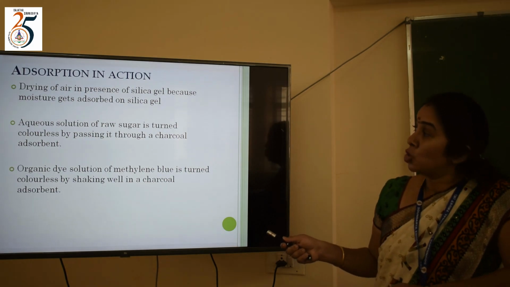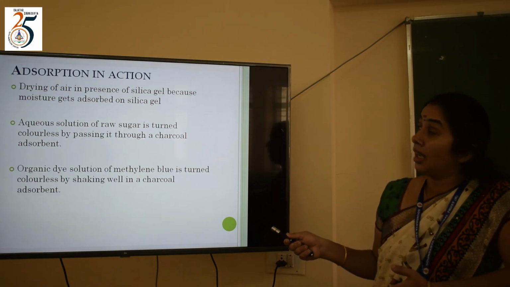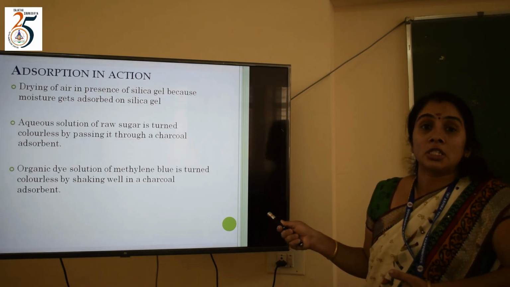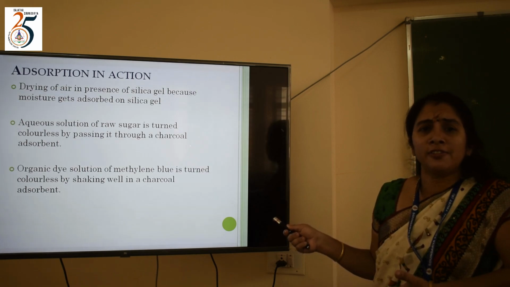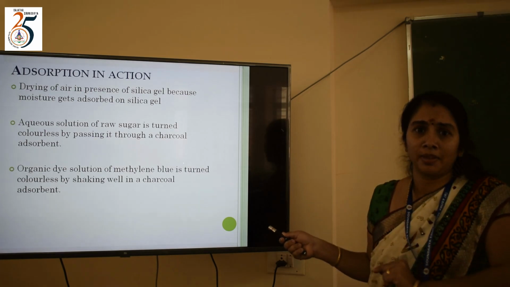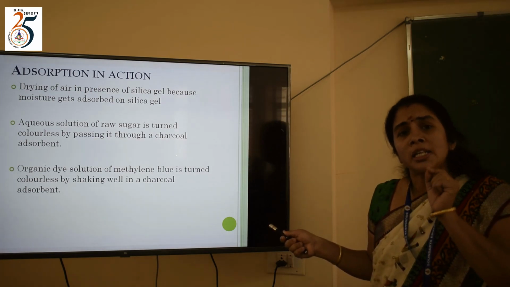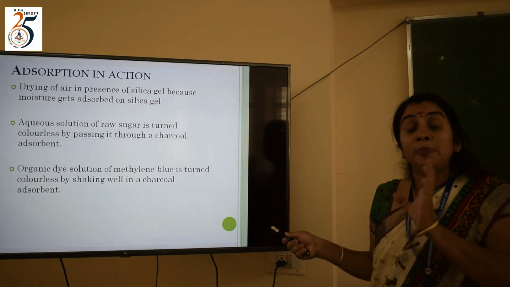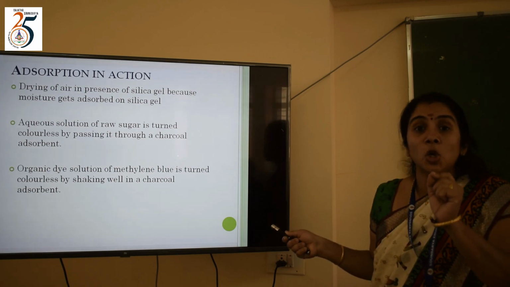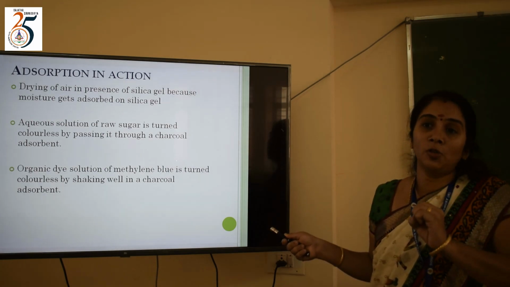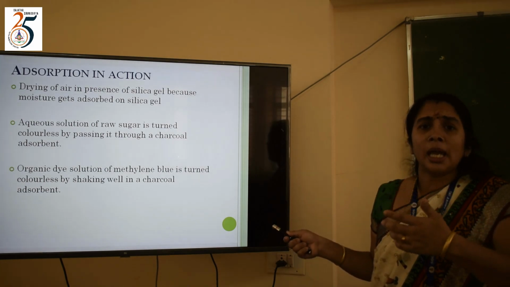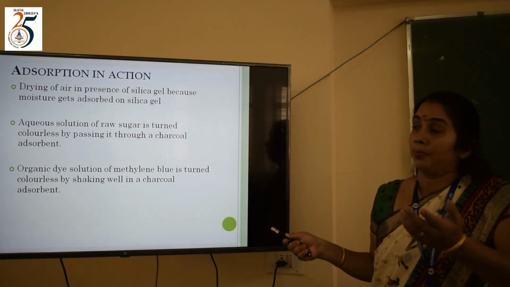Adsorption is usually seen in the drying of air in the presence of silica gel. You might have noticed when you purchase bottles or flasks from malls, inside the bottle you can see a small packet, that is a packet of silica gel. Why is it placed inside that bottle? To keep that bottle free from moisture. Silica gel acts as an adsorbent over here. It adsorbs water vapor and keeps the bottle free from moisture, and therefore that bottle can be kept in the shops for a longer time.